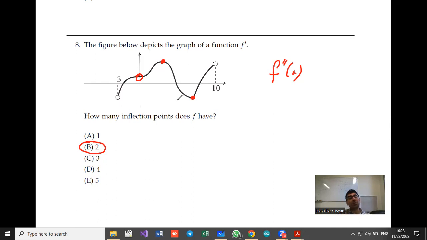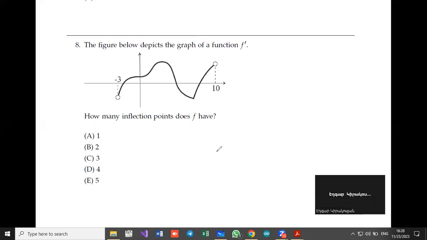So the double derivative is positive from -3 to whatever this point is. So our function f is concave up from -3 to this point. Let's assume this is 3. From -3 to 3, our function f is concave up because the first order derivative is increasing. Okay?